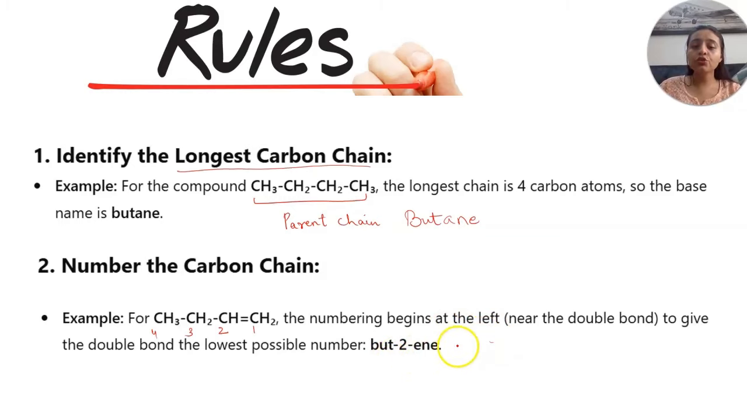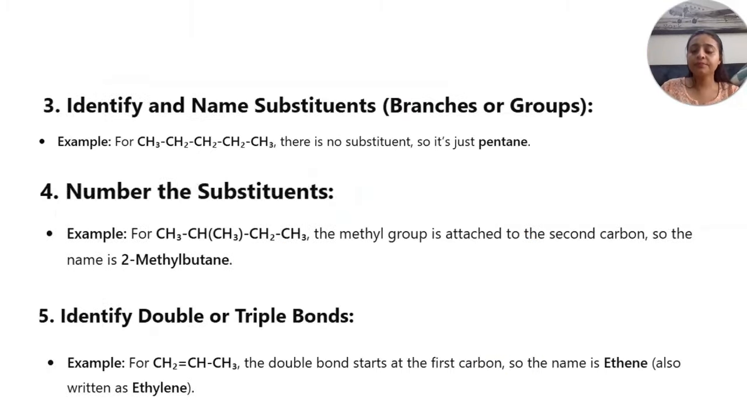So but-2-ene, because you can see 2 is where the double bond is present. The double bond is present at the 2 carbon atom. So we will write butene, with ene because it's a double bond. So always remember that wherever there is a double bond or triple bond, we have to start numbering the chain from there itself. Now the rule number 3, identify and name substituents, branches or groups.